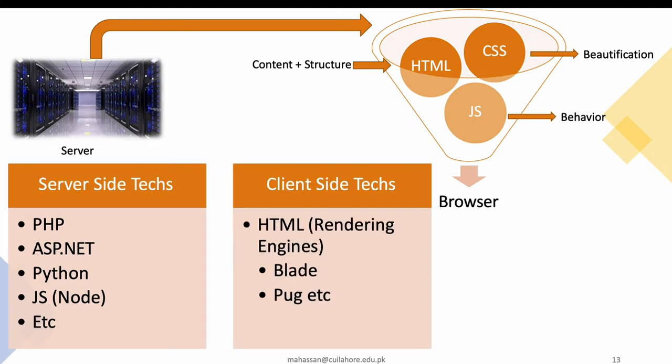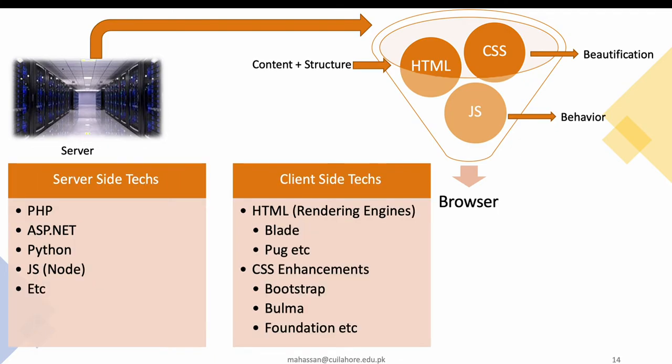If we talk about client-side techniques, writing HTML, CSS, and JavaScript code is time-consuming. So we need rendering engines to enhance our productivity. To enhance HTML code generation, we have rendering engines like Blade and Pug. Blade works with Laravel and Pug works with Express. Other than that, we can enhance CSS code generation, and for that we have different CSS libraries like Bootstrap, Bulma, and Foundation. We can even handle cross-browser compatibility issues. You need to learn one of the libraries to become a full-stack developer.